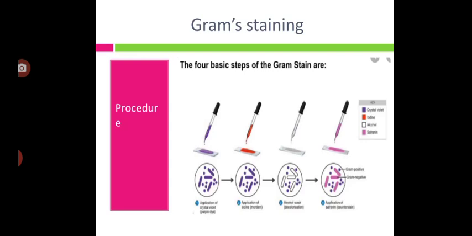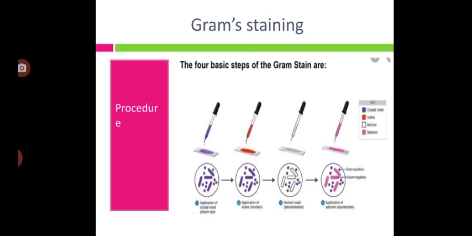And then place the slide back on the staining rack and, with the help of a Pasteur pipette, take a few drops of safranin and pour it over the smear, covering the whole smear, and keep it for 1 minute. After 1 minute, wash it under running tap water and then allow the smear to dry properly at room temperature.